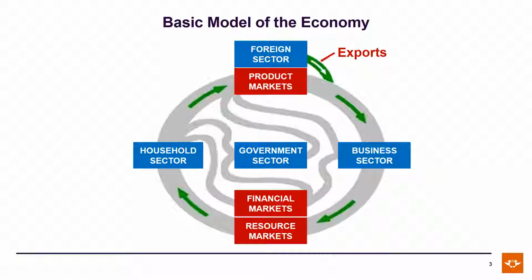What we're looking at here is a very basic model of the economy. It shows us the major participants in the market: the household sector, government sector, business sector, and foreign sector. It is a very basic introduction to the different markets: product markets, financial markets, and resource markets. We transact with the foreign sector through exports and imports.